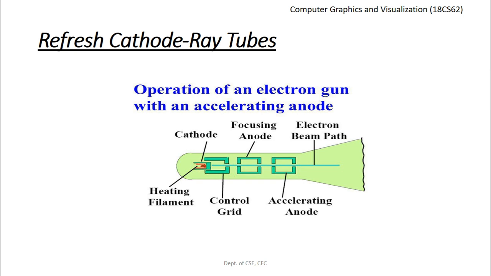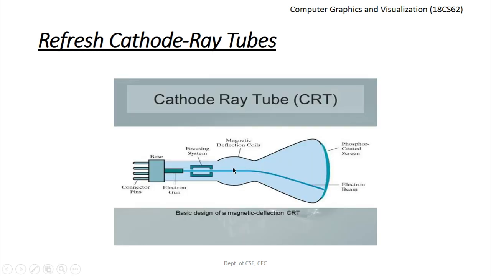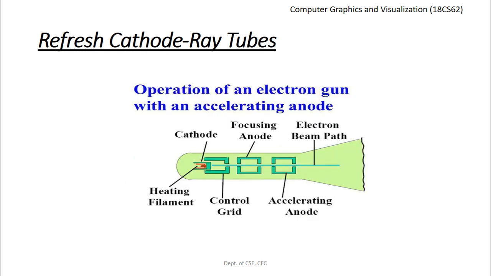Deflection of the electron beam can be controlled with either electric or magnetic fields. So, we can either use electric or magnetic fields to deflect the electron beams left, right, top or bottom. Cathode ray tubes are commonly constructed with two pairs of magnetic deflection coils. One pair is mounted on top and bottom of the CRT neck, as it is shown here. Right here we have the magnetic deflection coils, and the other pair is mounted on the opposite sides of the neck.